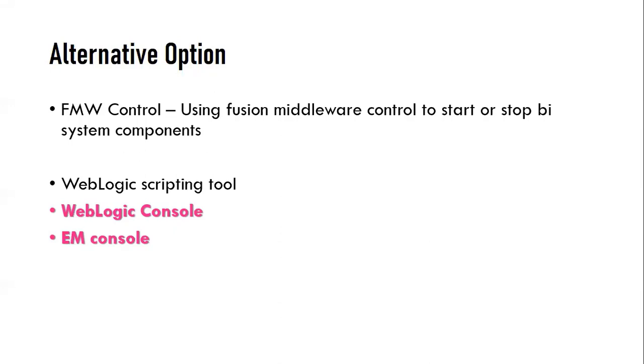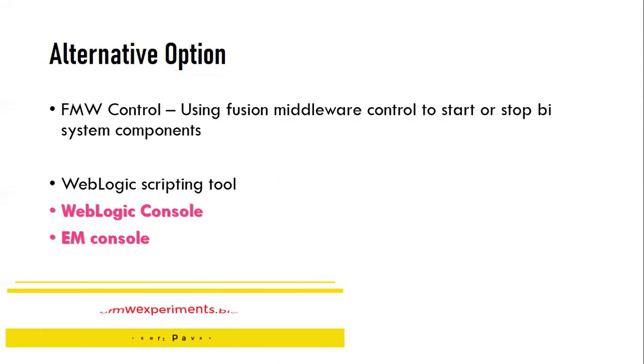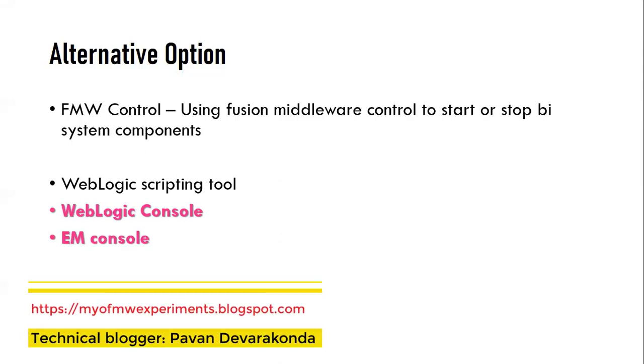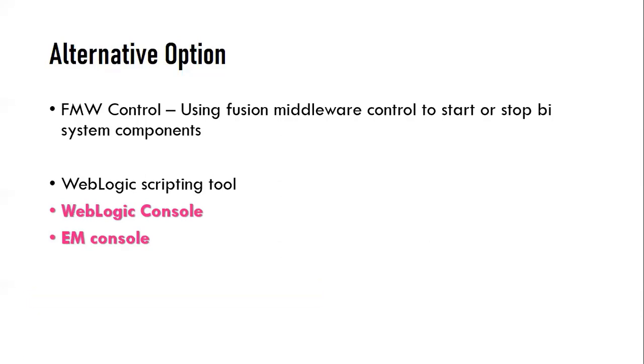The WebLogic Scripting Tool, WLST, has all the capabilities. Whenever you run start.sh, it is actually calling the WLST only. So you don't need to worry about how to use the WebLogic scripting tool; better you just use the ready-made script. The WebLogic admin console, how we can use that, we'll see in the upcoming slides. Okay, first the Fusion Middleware side.